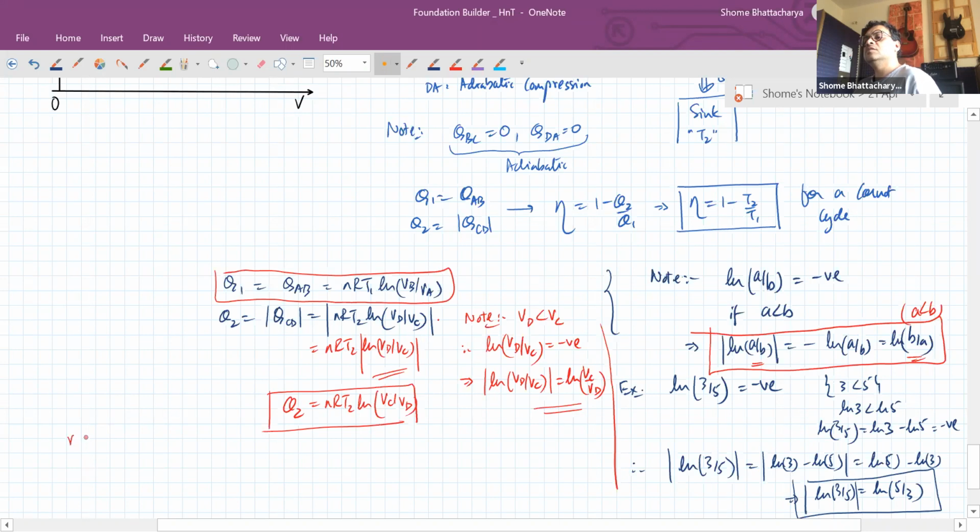And now my efficiency is 1 minus Q2 by Q1. So we'll come to that. So the efficiency is becoming 1 minus T2 by T1, but into this factor, ln VC by VD divided by ln VB by VA. So next what we'll show is that this factor is actually unity. Okay, so this last step you have to understand how this is coming. Because the ratio of these volumes will be same. VC by VD will be the same as VB by VA. So we'll show that next through some equations. So just note down up to here, please.